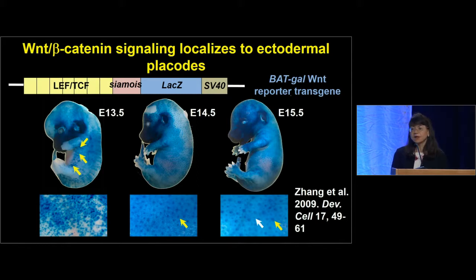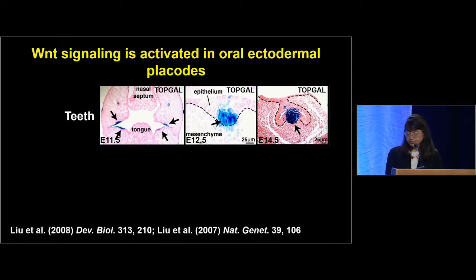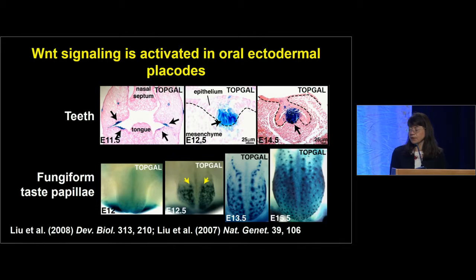And here I'm showing you a picture of hair follicle development in mouse embryos. I guess this doesn't work too well, but you can see the hair follicle placodes, these spots appearing in the ectoderm that are dark blue, indicating high levels of Wnt signaling. And similarly, tooth placodes also show high levels of Wnt activity, and we also see Wnt activity localizing to fungiform taste papilla placodes in the dorsal tongue.